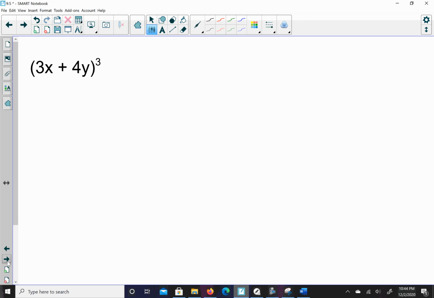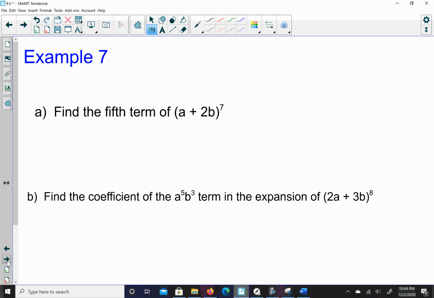That's an extra one. Okay, this one wants you to find the fifth term of a plus 2b to the seventh. So you have a choice. You can do the whole expansion and raise that to the seventh power, but I really don't want to do that. So I'm going to go back and remember when we did the combination, we said that whatever term we're on was 1 less, so this will be 4, and then I'm raising it to the seventh power. So that's going to tell me my coefficient.